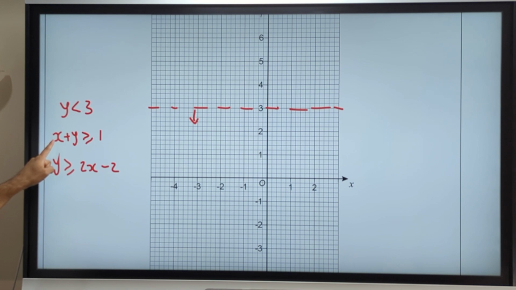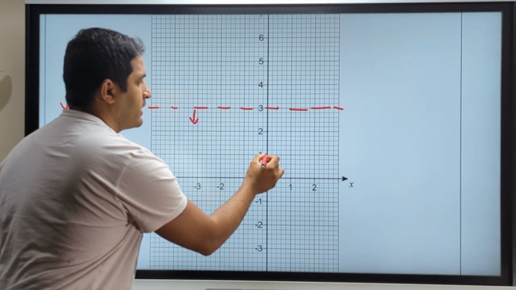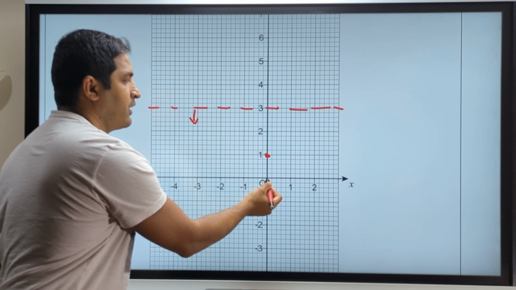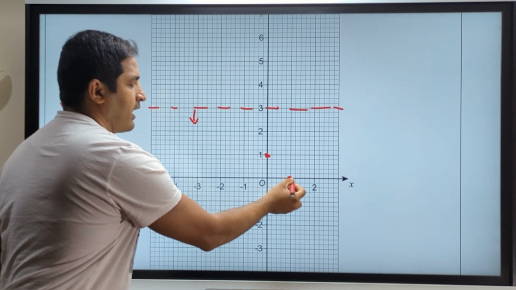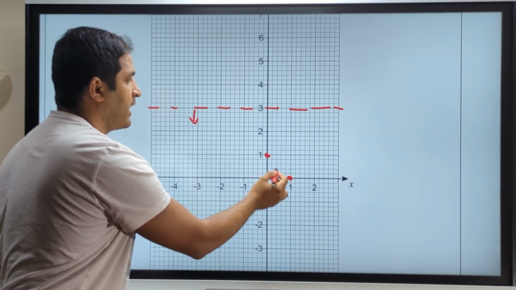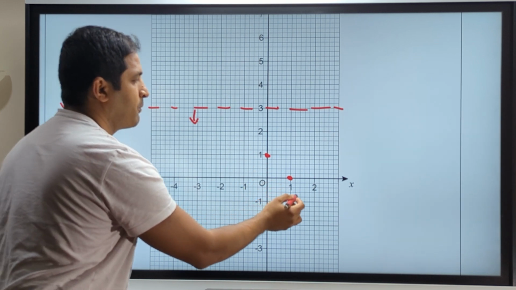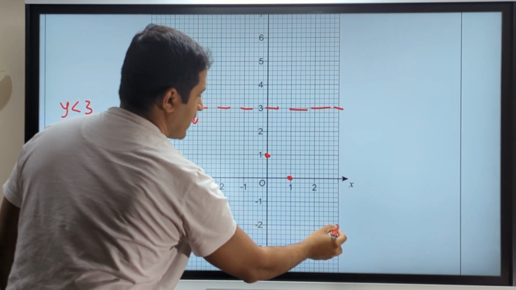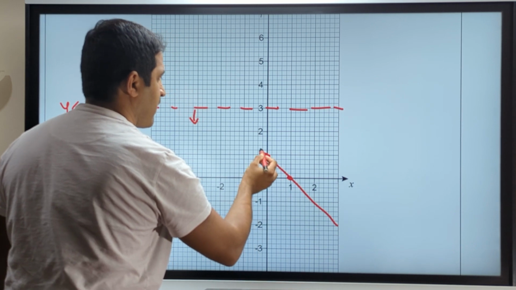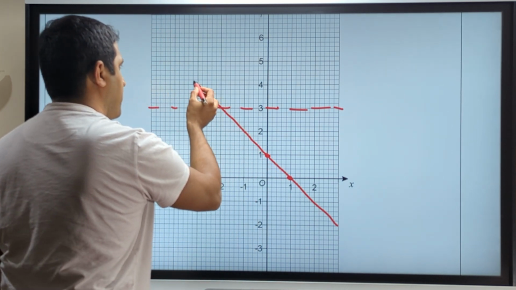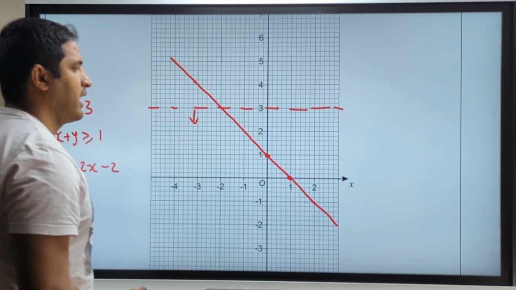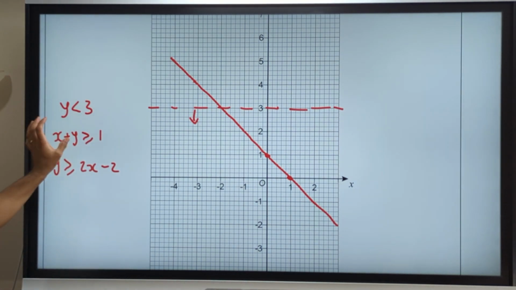Then we need to draw this one, x and y add to give you 1. So when you add both of those values, x plus y gives you 1. One of the points is here, where x is 0, y is 1. x is 1, y is 0. If you draw a straight line going through those two points, we get this one here, and it's going to be a solid line. And again, we need to find which side we want. We want this side to be greater than 1.